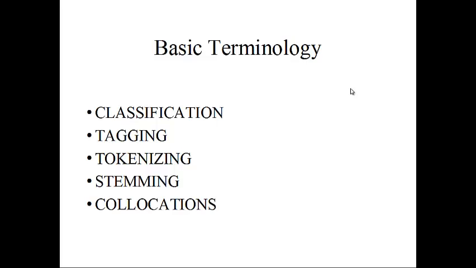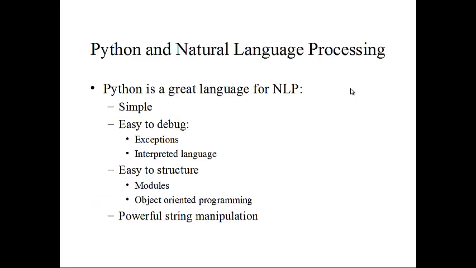Collocations are short sequences of words that commonly appear together. We'll elaborate more upon these as we go forward. Now, why are we using Python? Python is a great language for NLP simply because it's one of the simplest languages to learn, and it has a really good learning curve, and it's very easy to debug.